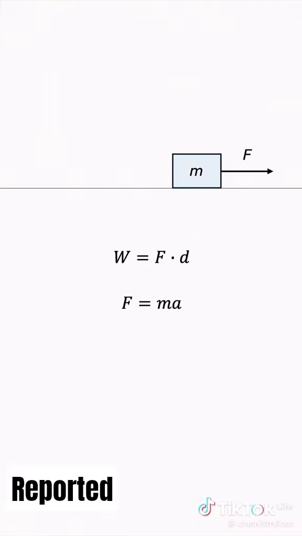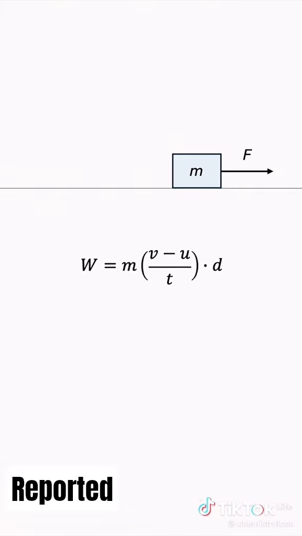Say we have a block of mass m acted on by a constant force F. The block will experience constant acceleration. The work done in this case is F times d. From Newton's second law, we know that F is equal to ma. a, the acceleration, is the rate of change of velocity.